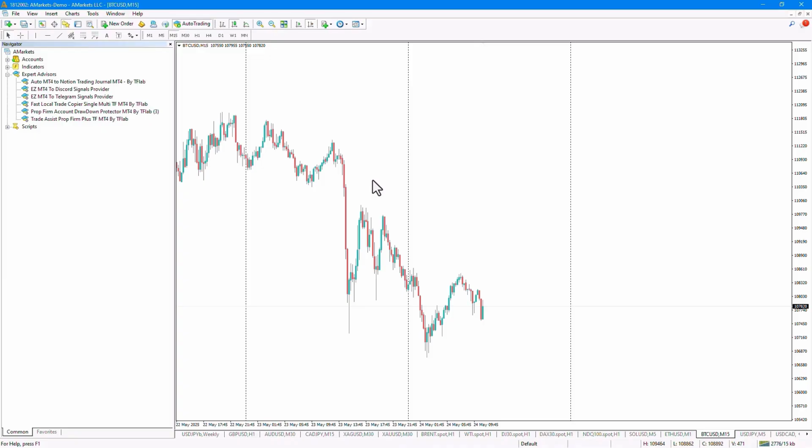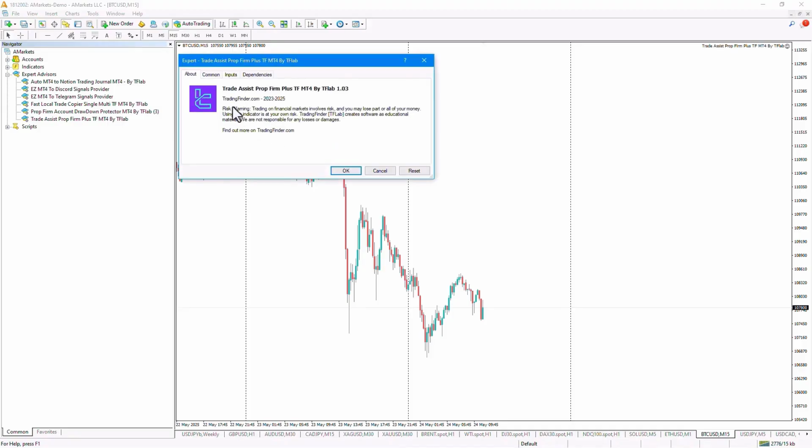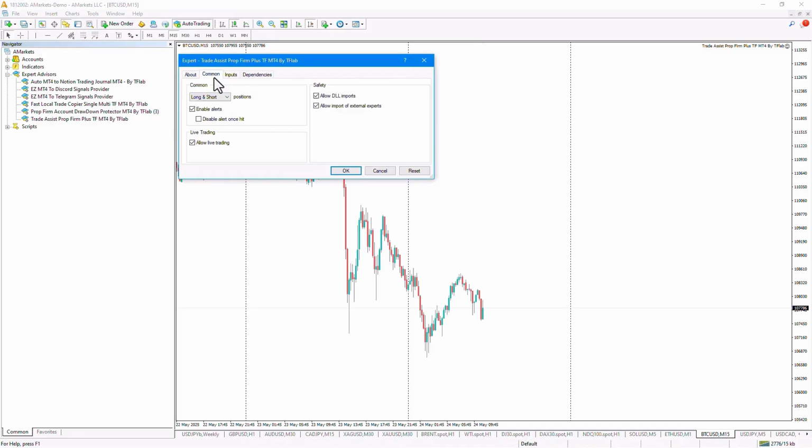From the Navigator section, we select the Expert Advisor file and run it by dragging the file onto the chart. We go to the Common tab, and in this section we enable the options Allow DLL imports, Allow import of external experts, and finally Allow live trading.